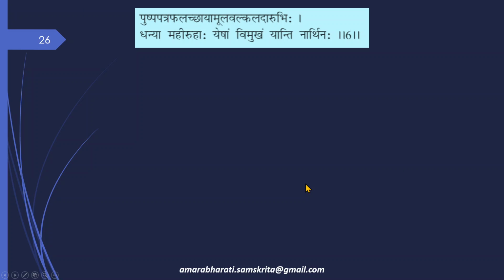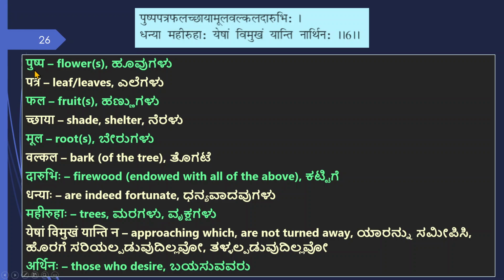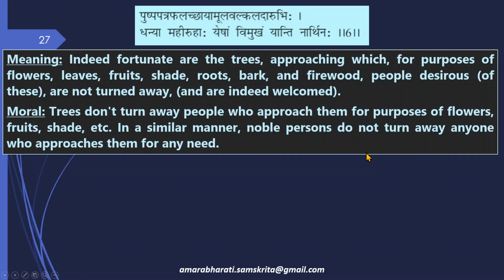Let us look at the meanings of the individual words. Pratipadartha. Pushpa is flowers. Flower, it can also mean flowers in this context. Patra is leaf or leaves. Phala, fruit or fruits. Chaya, shade or shelter. Mula, root or roots. Valkala, bark of the tree. Darubhihi, firewood. So endowed with all of these above, flowers, leaves, fruit, shade, roots, bark and firewood, dhanyaha are indeed fortunate. Mahiruhaha, trees. Yesham vimukham yanti na, approaching which are not turned away. Arthinaha, those who desire.